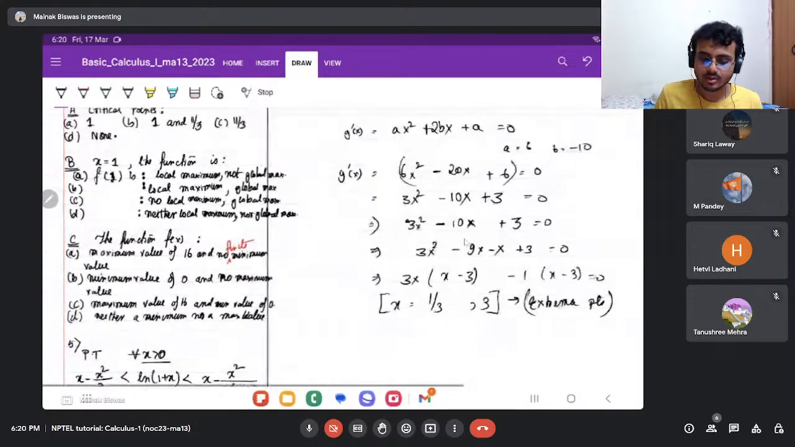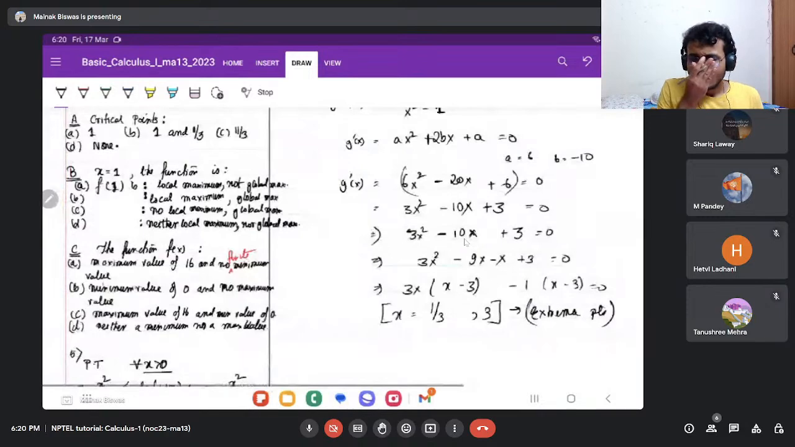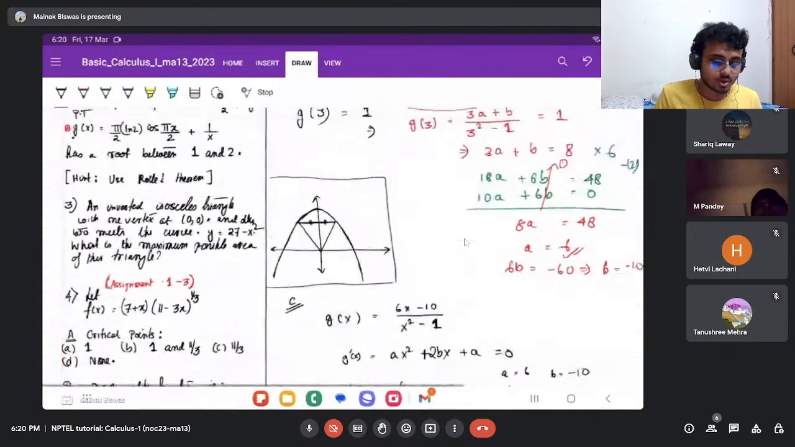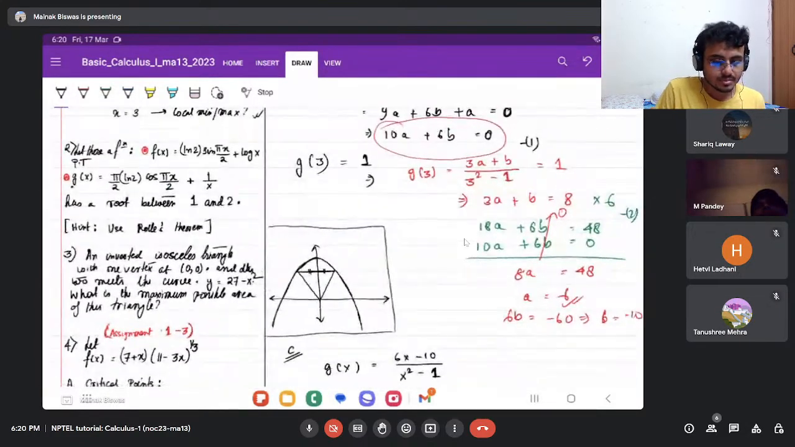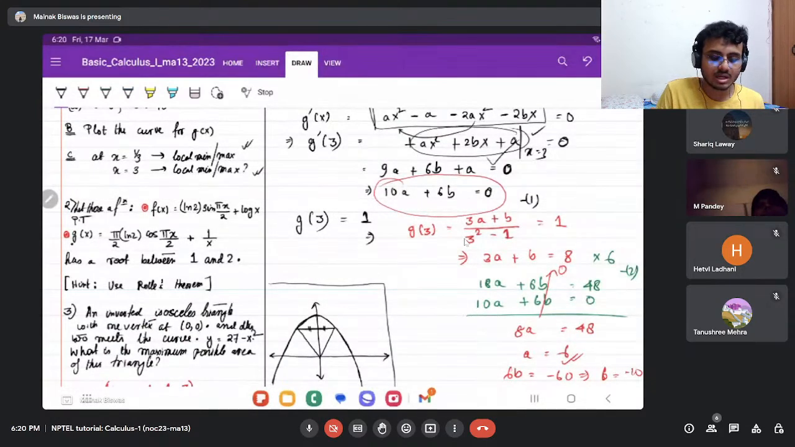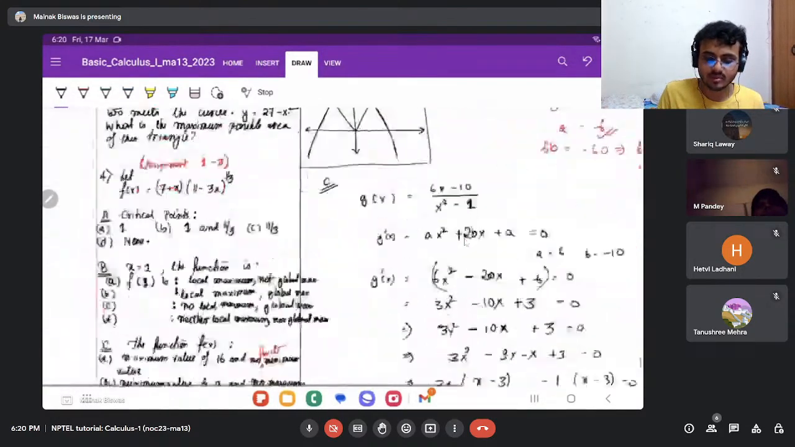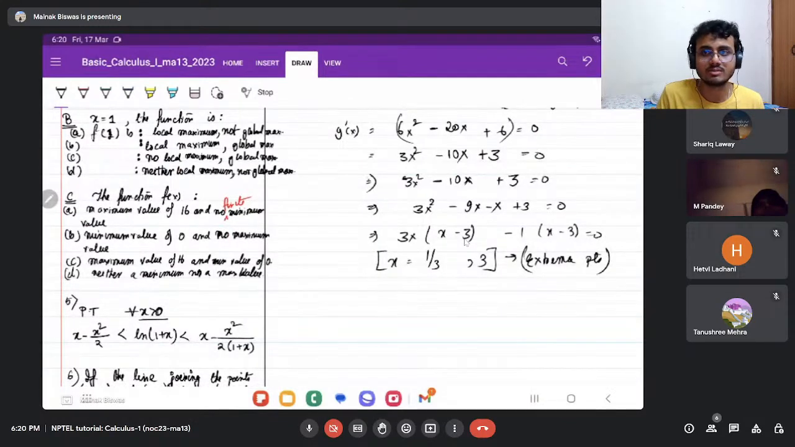So now what will we do? They have told you to classify 1 by 3 and 3 as a local minima and local maxima. So which of them is a local minima, which of them is a local maxima? What is the step that we will follow now? To categorize.